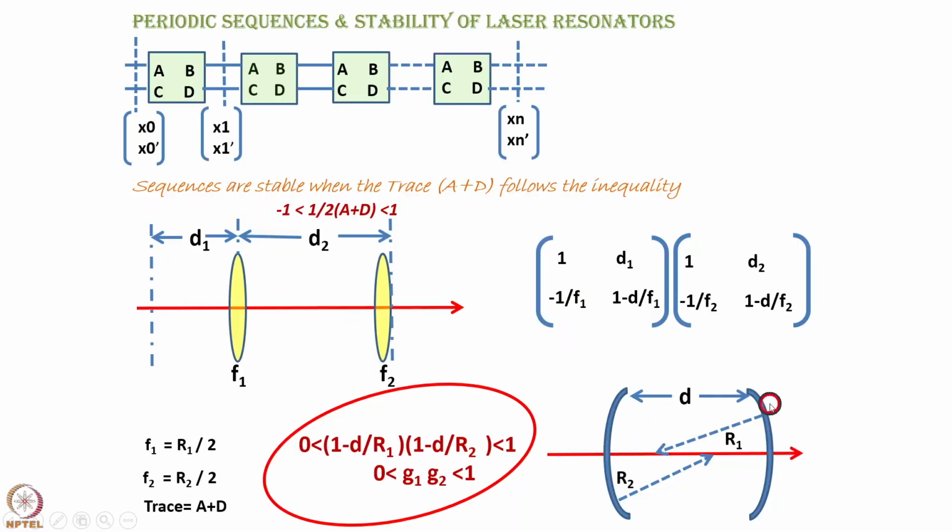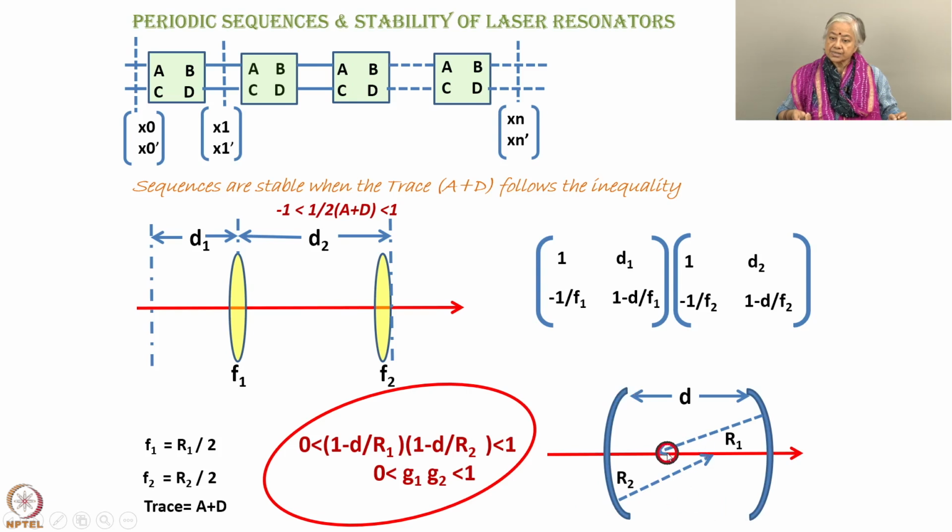So, let me go back to this slide. Here you can see two resonators as I described last time, and they are spherical mirrors. This is one mirror in blue, this is another mirror, and they have radii of curvature R1 and R2. I have put f1 equal to R1 by 2 and f2 equal to R2 by 2. When you put all these things together you get this. So, this is the stability criteria for a laser resonator.